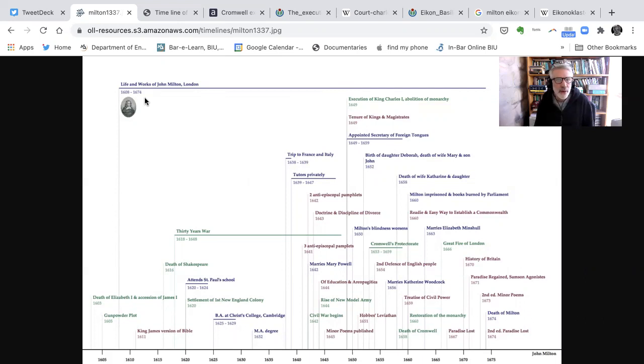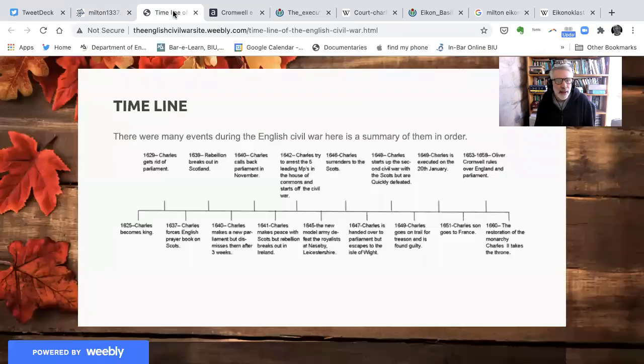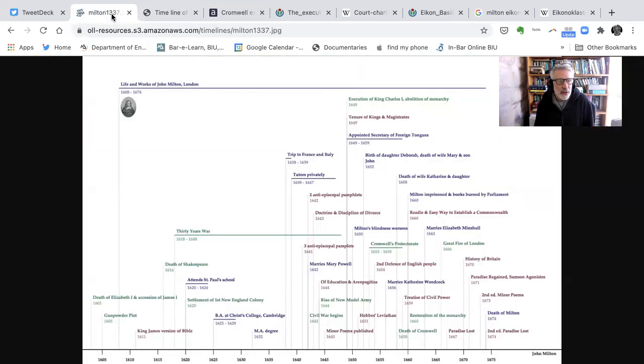We'll move back and forth between this timeline and this timeline. You know, this is just stuff I found on the internet, obviously. So Milton is born in 1608. A very important date is the death of Shakespeare in 1616. So he's 8 when Shakespeare dies.